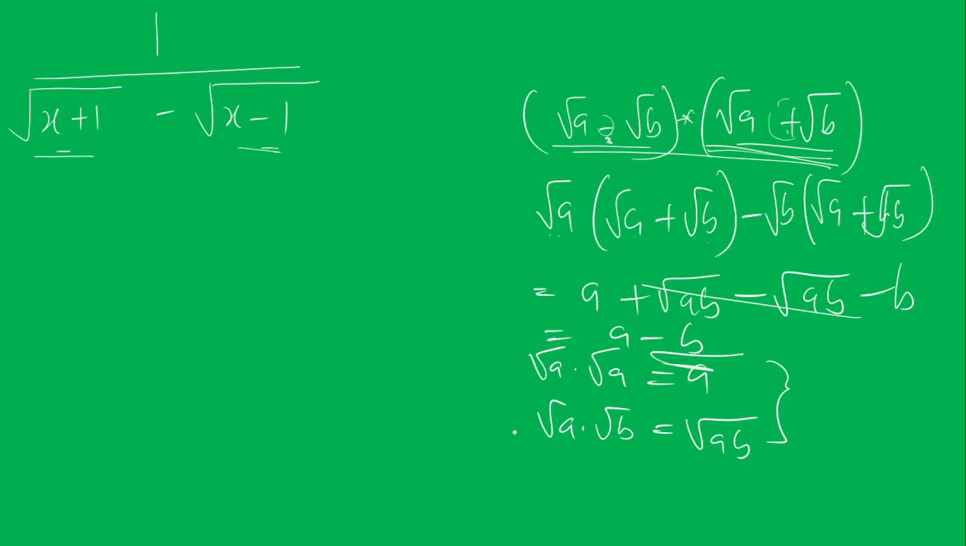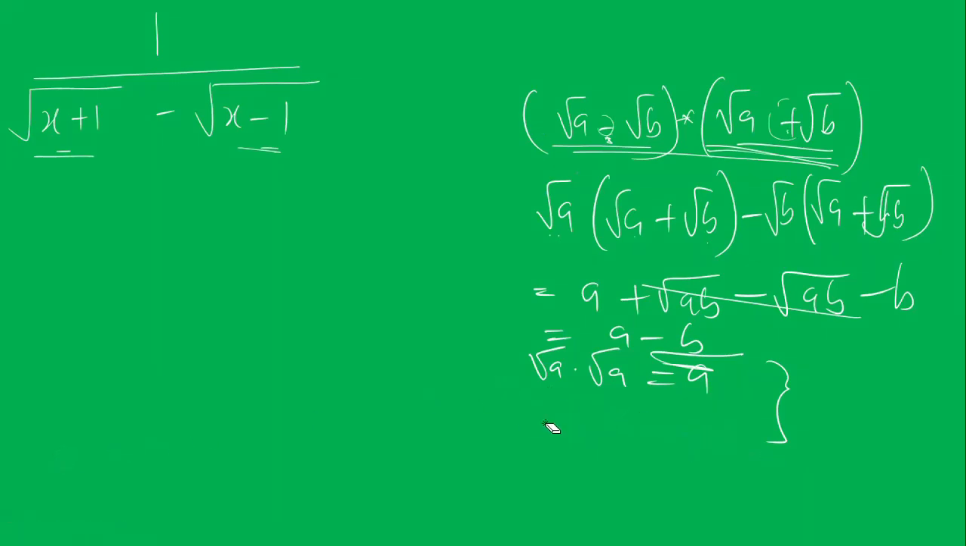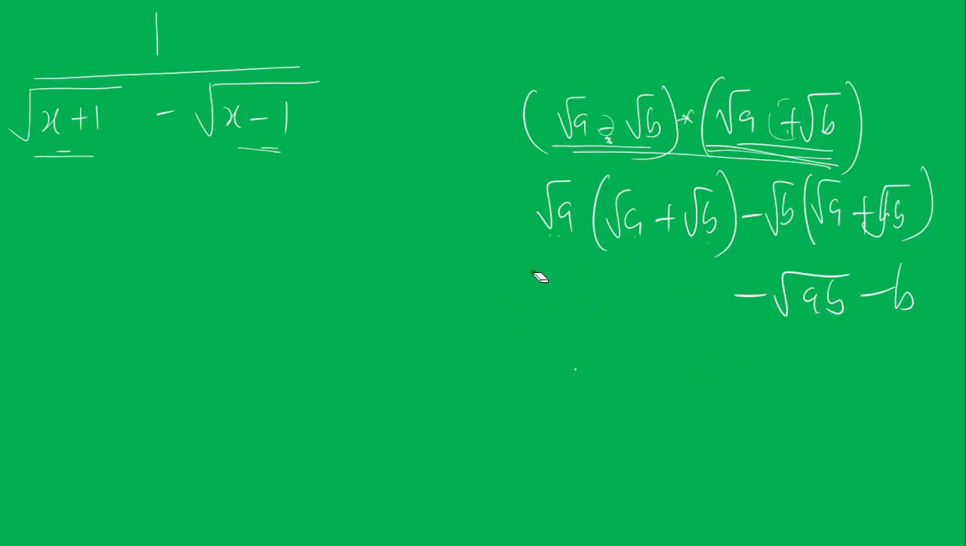So that is the way, using the conjugate, to rationalize a denominator. And when you rationalize a denominator, you have simplified that expression.